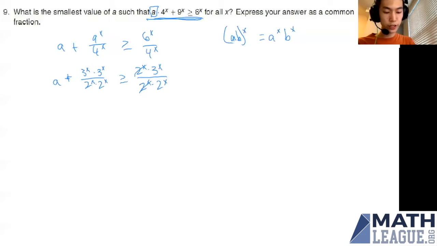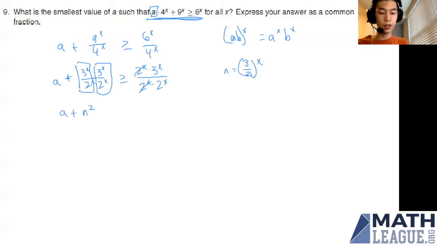And for the sake of simplicity, let's let n be equal to (3/2) to the x. Why? Because this is (3/2) to the x, and this is (3/2) to the x. So what does it give us? This gives us A plus n squared is greater than or equal to n. Now this seems a lot simpler, right? Let's make it simpler by just moving the n to the other side.